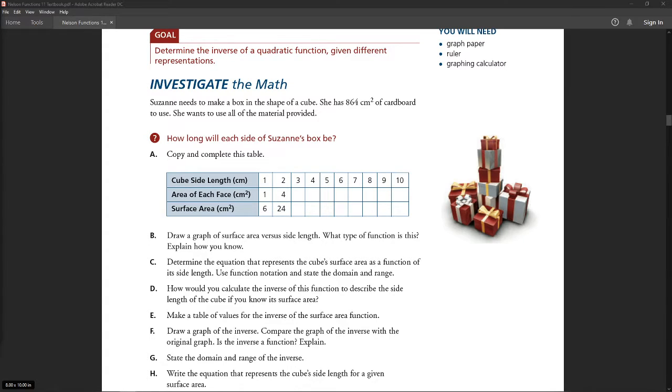Investigate the math. Susan needs to make a box in the shape of a cube.